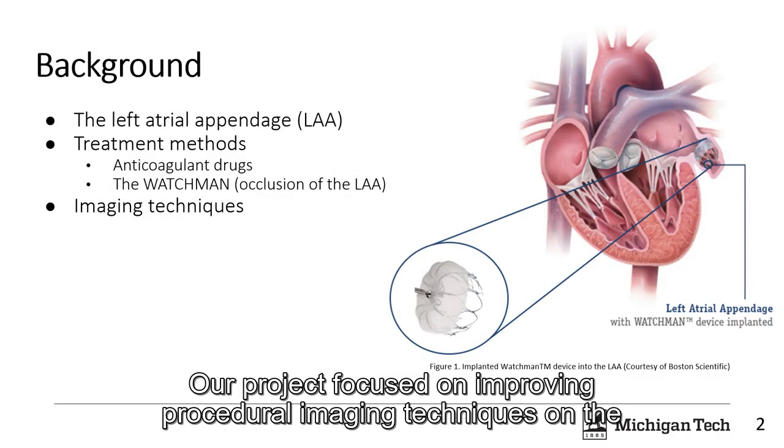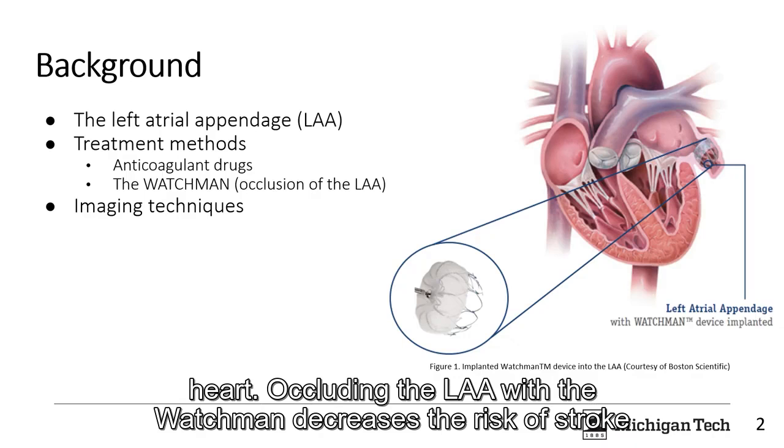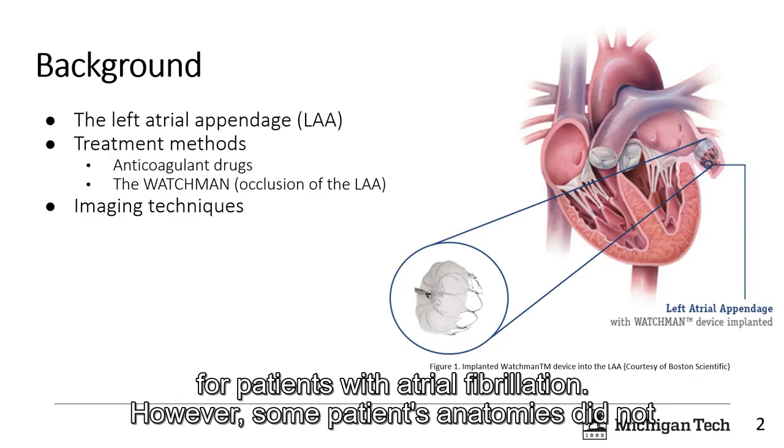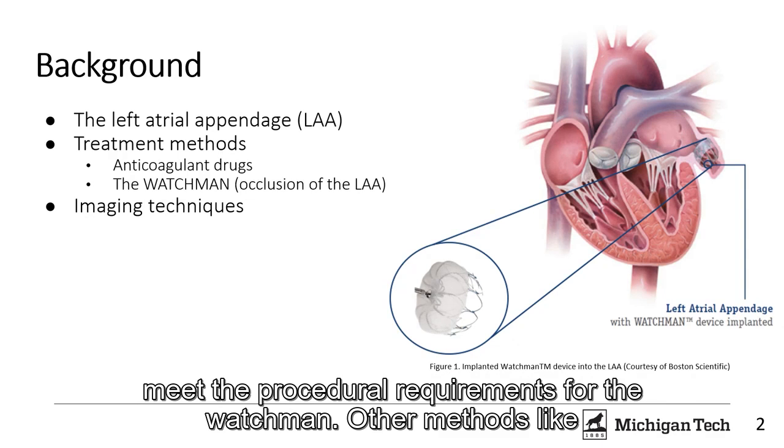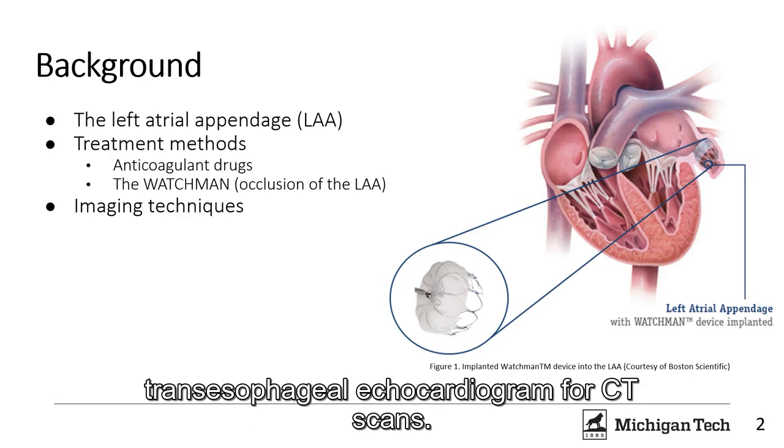Our project focused on improving pre-procedural imaging techniques for the implantation of the Watchman device into the left atrial appendage, or LAA, of the heart. Including the LAA with the Watchman decreases the risk of stroke for patients with atrial fibrillation. However, some patients' anatomies do not meet the procedure requirements for the Watchman, thus other methods like anticoagulant drugs are used. Current preoperative imaging consists of transesophageal echocardiograms or CT scans.